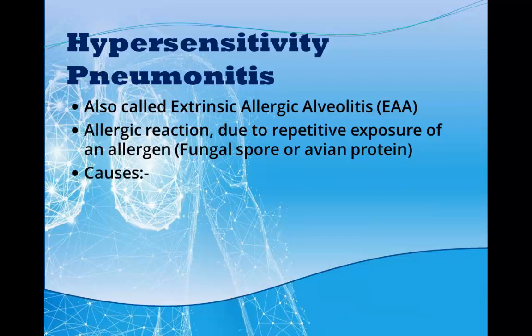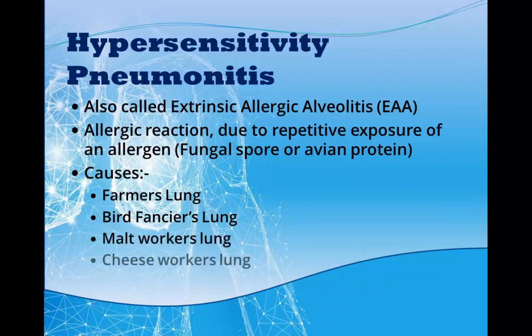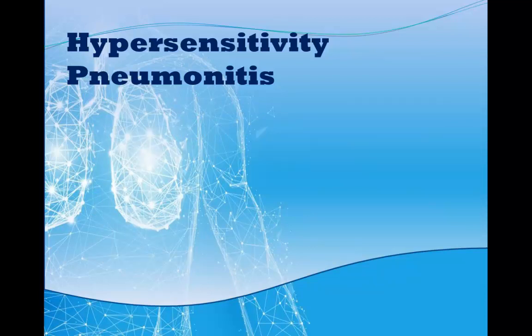The causes include farmer's lung, who can probably get it from moldy hay, bird fancier's lung from a protein in bird droppings. I would say these two are the most common, but then you have other causes like malt worker's lung, cheese worker's lung, and so on. If these patients present acutely and are diagnosed early, the damage can be reversed, but if the disease is chronic, the lungs have become fibrosed and irreversibly damaged, meaning early diagnosis is important.